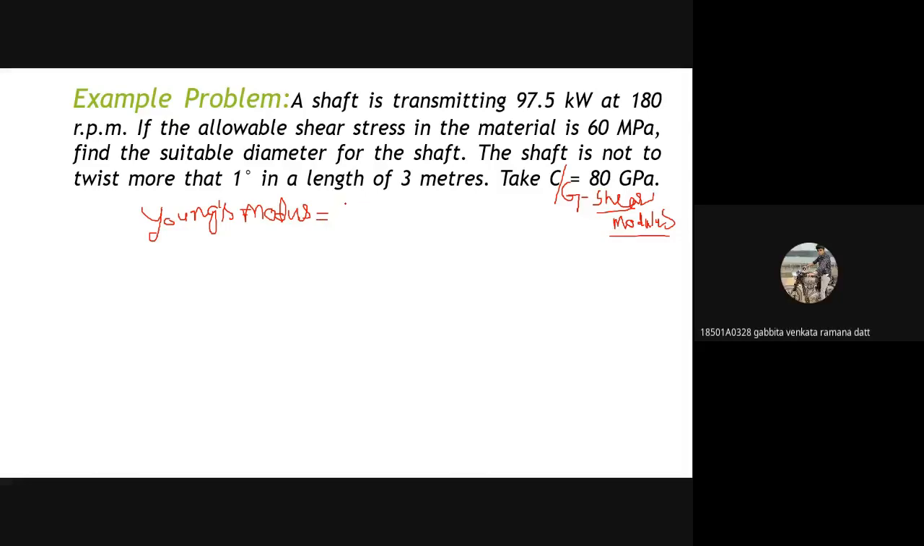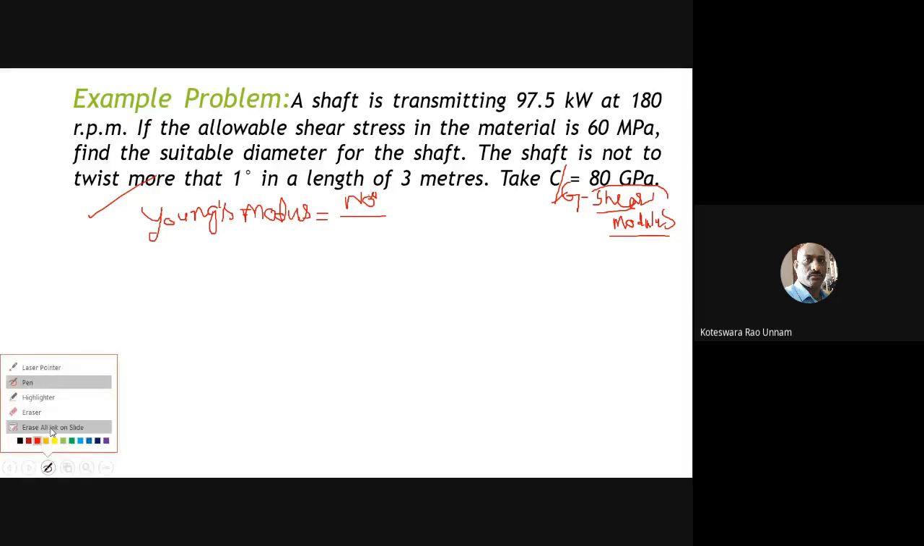Stress by strain. Normal stress. Simply don't say stress. That is wrong. So what kind of stress? Stress could be shear stress, it could also be normal stress. You need to say normal stress divided by normal strain. We'll call it Young's modulus. Similarly, shear stress divided by shear strain, we'll call it shear modulus.